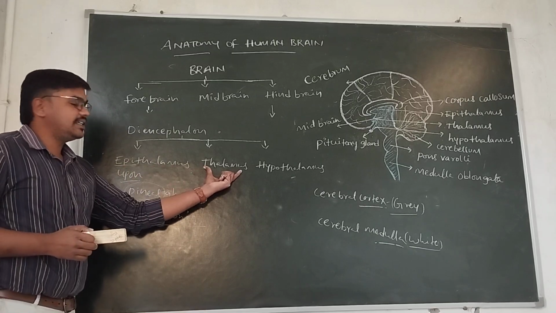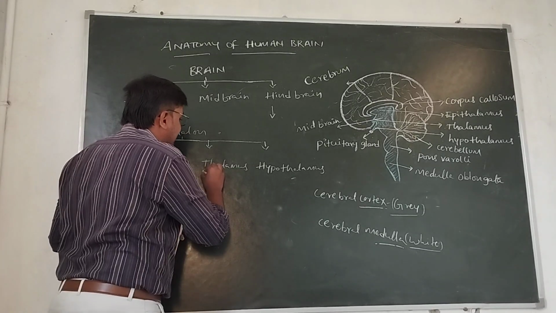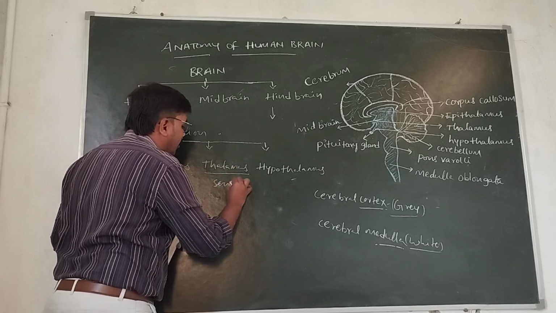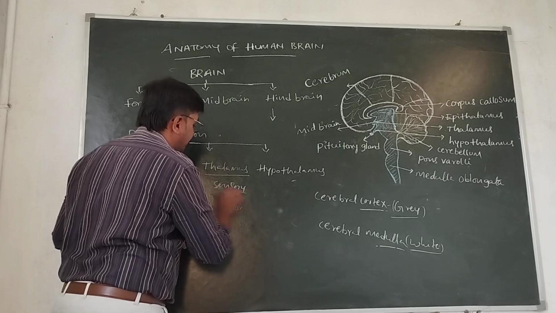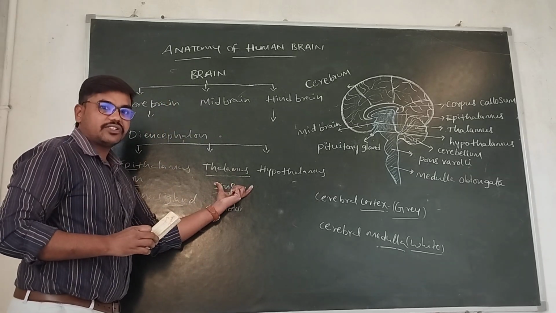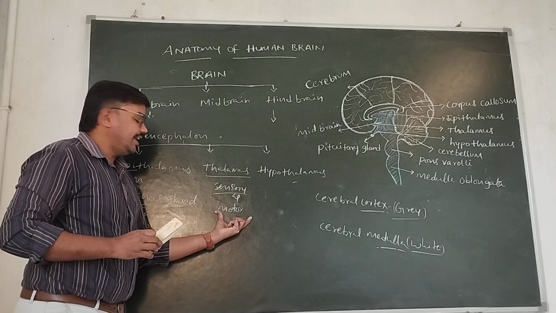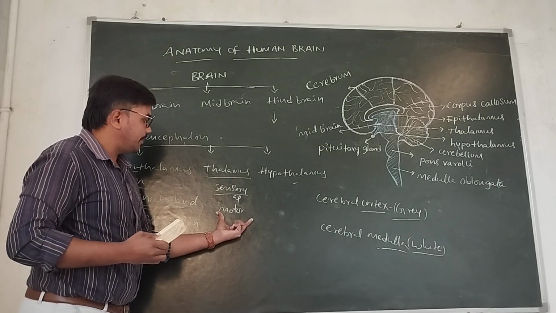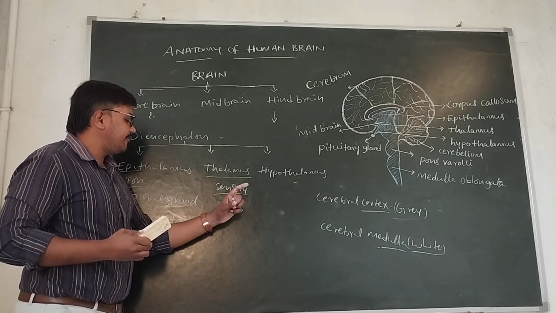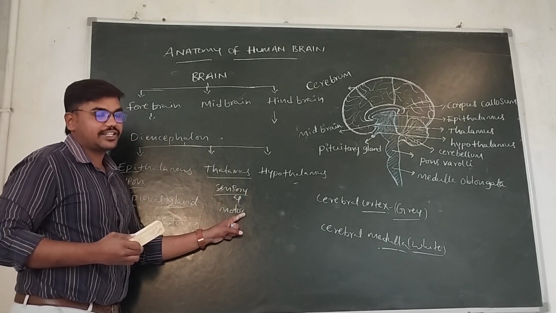Next, the second one is the thalamus. The main function of the thalamus is sensory and motor function. It receives sensations from outside, and it also sends signals to various body parts. So the main function of the thalamus is sensory and motor functions.